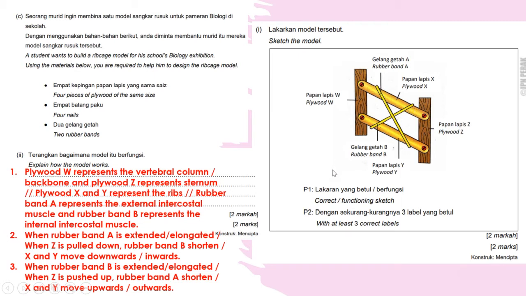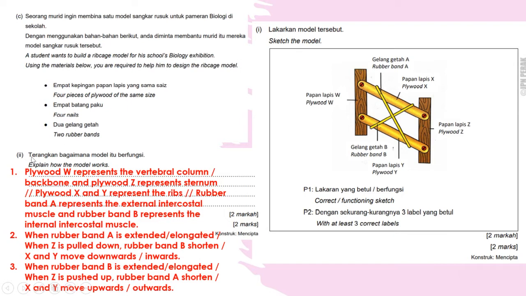So how are the marks given to you? First, a correct or functioning sketch. This means the sketch is functioning, it works. We can see it can work. And then at least 3 correct labels. Make sure you label the materials used with the correct label. So that is 2 marks for this.